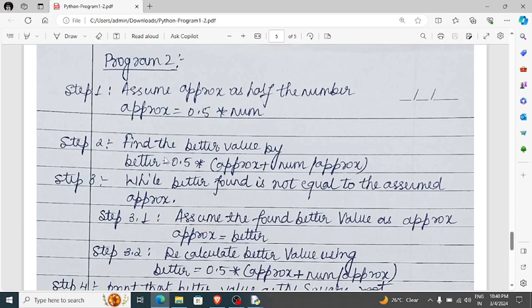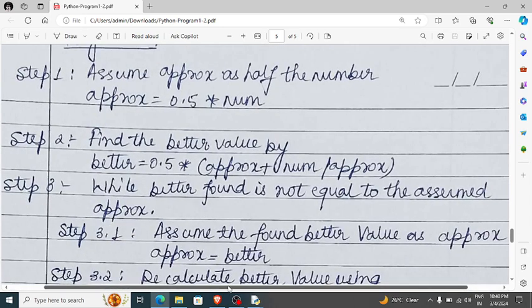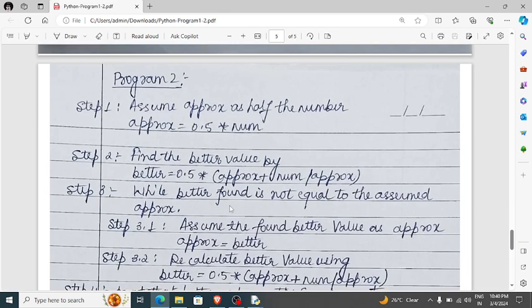Here I've written the explanation for the program too. I've divided it into steps. The first step is to assume approx as half the number. For example, if I take 3 as n, meaning I need to find the square root of 3, I take an approximate value by multiplying it with 0.5. That gives me an approximate value of 1.5.